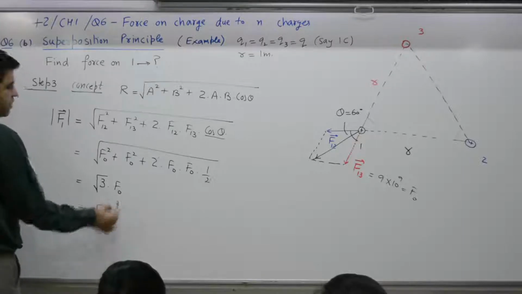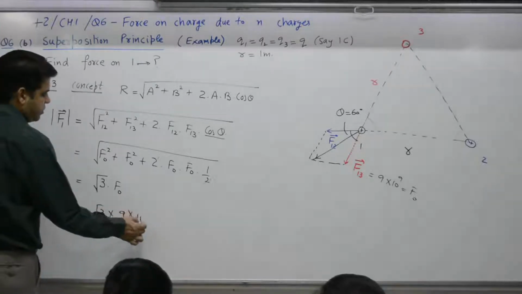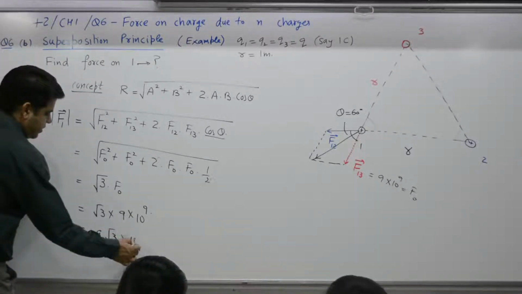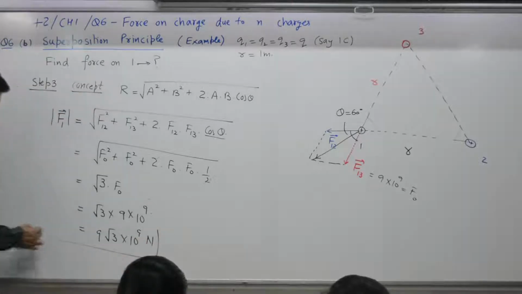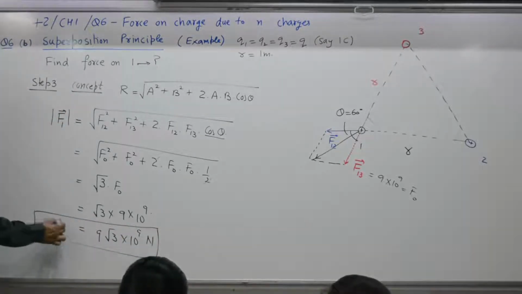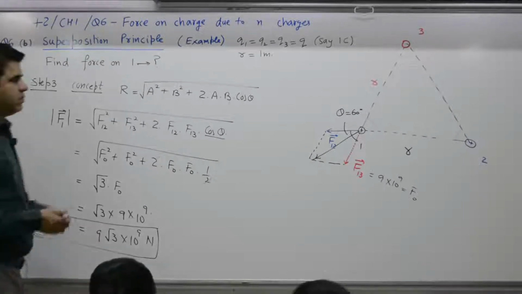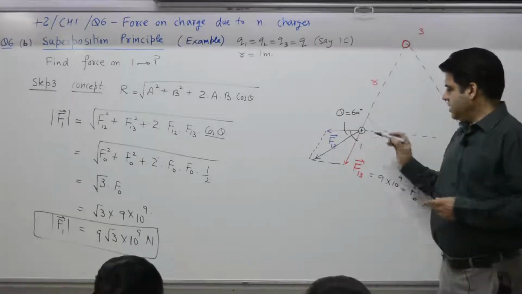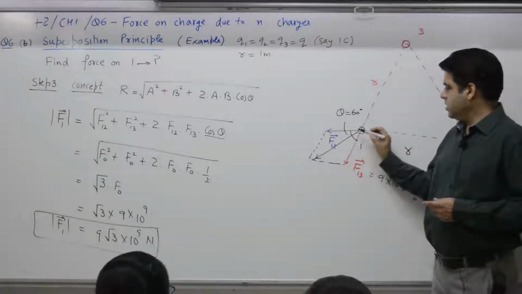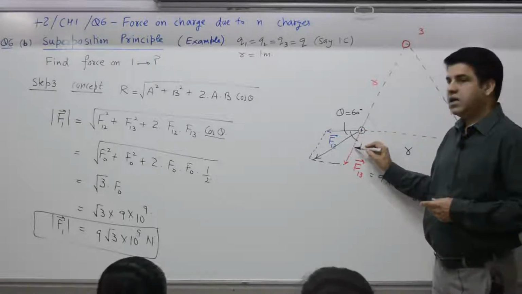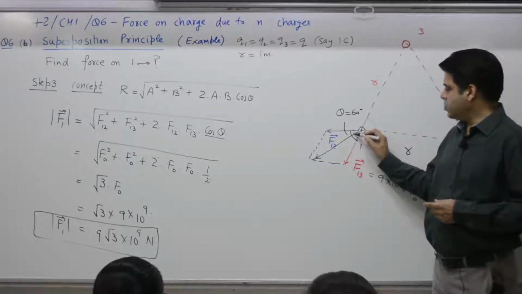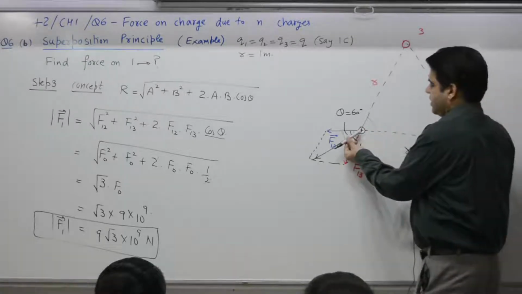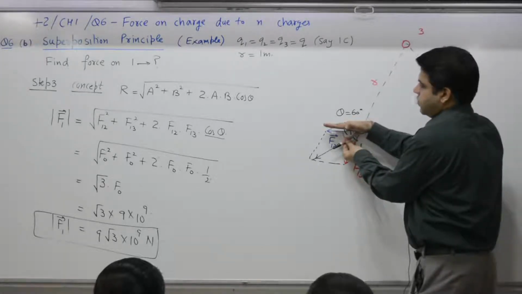Root 3. What was value of F naught? 9 into 10 to the power 9. So the answer is 9 into root 3 into 10 to the power 9. This is the magnitude. Yes. What about direction? Yes. If you treat this as negative x-axis, this vector black color resultant force, this vector and this vector are equal. So this angle is also equal. This angle is how much? 30 degree. This is how much? 30 degree. So this vector is inclined with the negative x-axis at what angle? 30 degree.